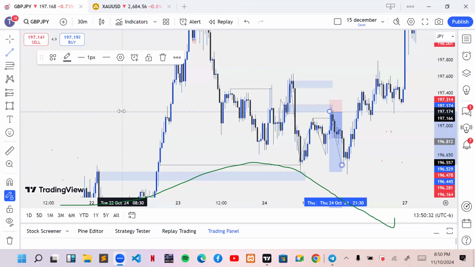You wait for your POI. If your analysis is correct, you have your structure shift, you have inducement, and you're picking your other block when the breaker has been mitigated, and you know your other block is correct to be picked, you just wait for it.